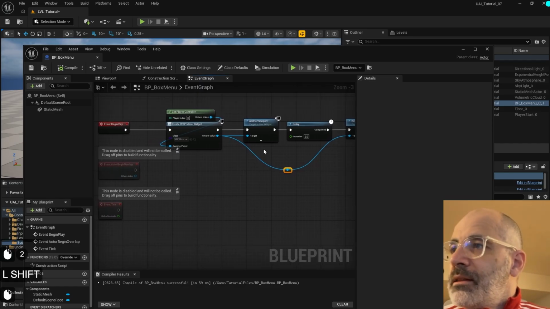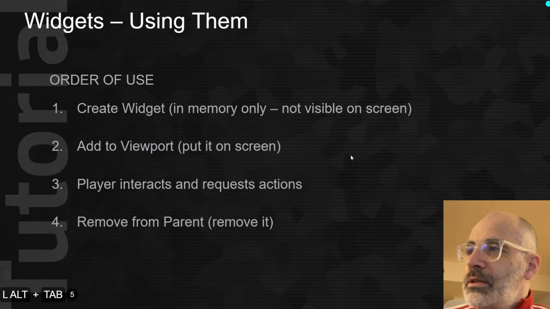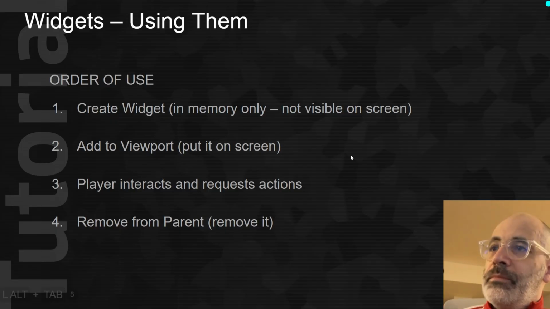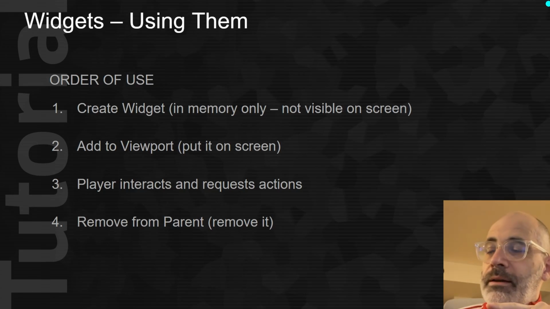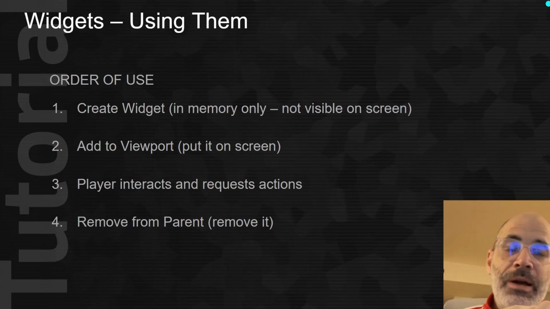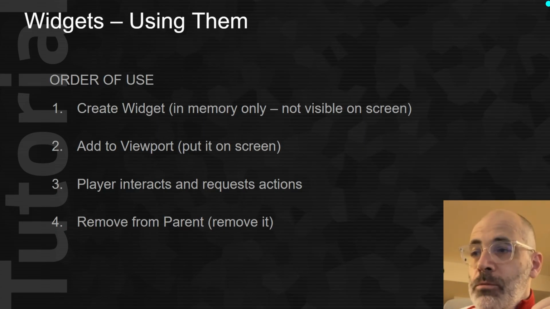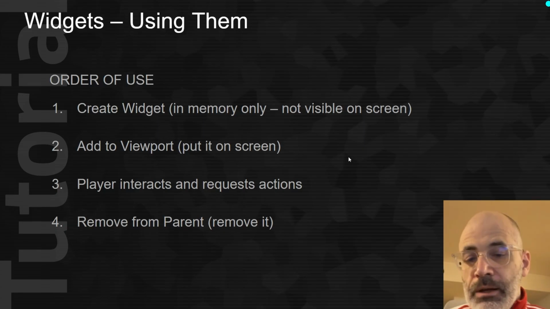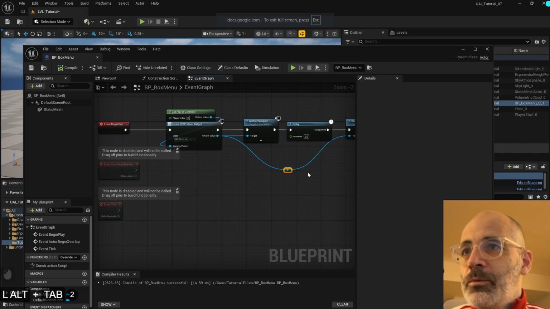So I think let's just take a look at the notes here. So our order of use is to create the widget. Again, that's memory only. Want to add it to viewport. Now, player interacts and requests actions. That's what you're going to want to do if there's a button or something. And then we'll remove from the parent. So let's look at making the player able to interact with it.